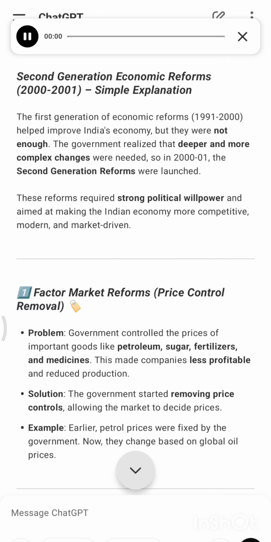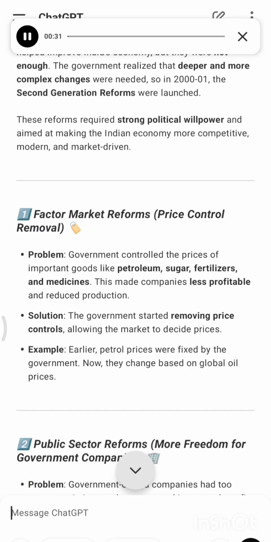Second generation economic reforms, 2000 to 2001, simple explanation. The first generation of economic reforms, 1991 to 2000, helped improve India's economy, but they were not enough. The government realized that deeper and more complex changes were needed, so in 2001, the second generation reforms were launched. These reforms required strong political willpower and aimed at making the Indian economy more competitive, modern, and market-driven.